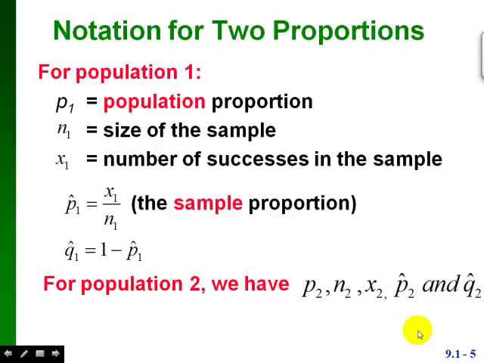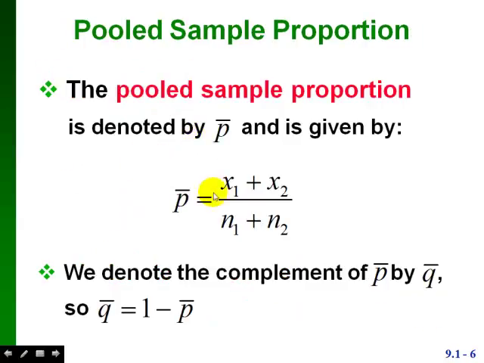Since we're going to be talking about two different populations and two different samples, we actually have two different sets of notation. So this first set that's shown here all comes from whatever we decide is our first sample. So we have our population proportion that goes with the first population. We have our sample size for our first sample, number of successes in our first sample, and then we have our sample proportion for the first sample, and then q is always 1 minus p no matter what we're talking about. Then for population 2, it's going to work the same way, except that all the subscripts will be 2's instead of 1's.